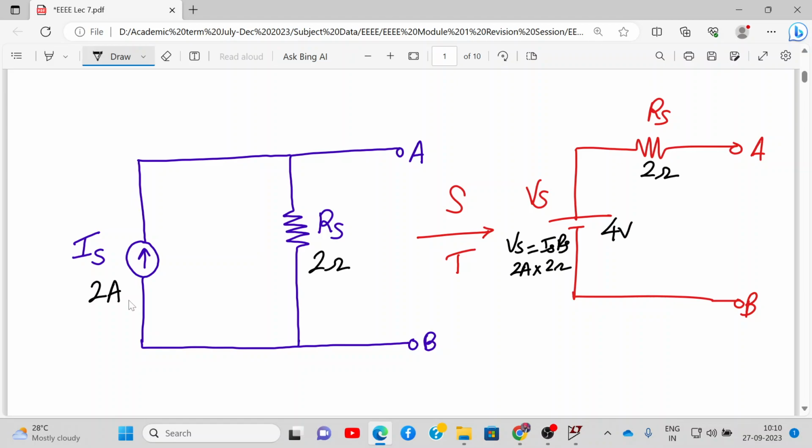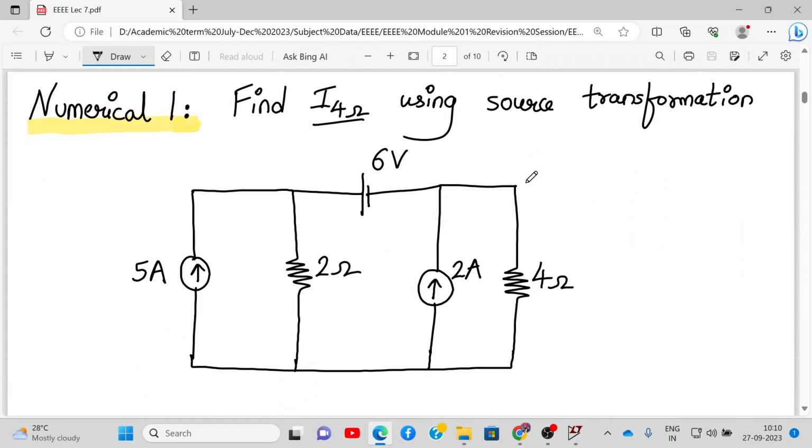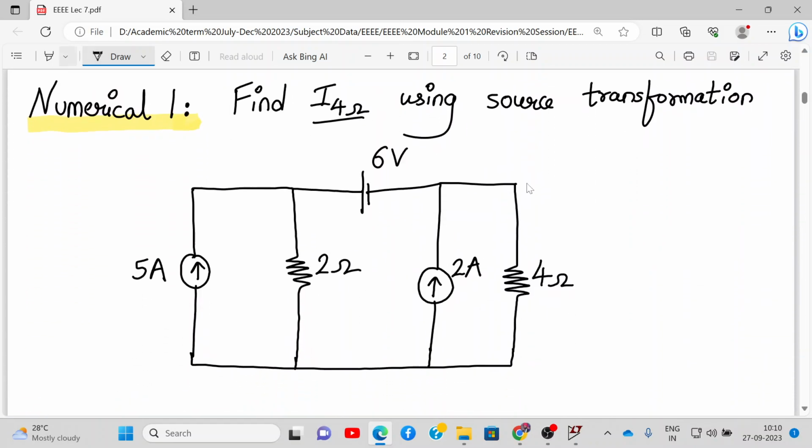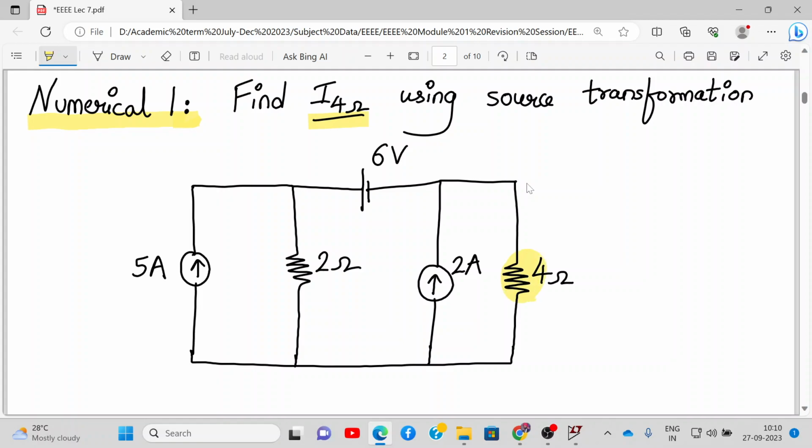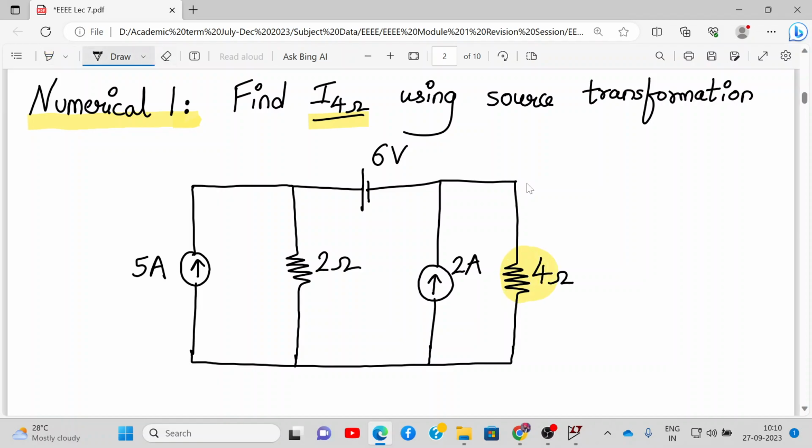So this is how we can use source transformation to simplify the network and solve the resistive circuits consisting of resistor, current source and voltage source. Now let us see one numerical for this example. So we'll solve numerical number 1. We need to find the current flowing through the 4 ohm resistance. This is the part we have marked, the 4 ohm resistance. While you reduce the network, note that the 4 ohm resistance shouldn't be disturbed at all. Now let's apply source transformation and simplify this network and find the current flowing through the 4 ohm resistance.